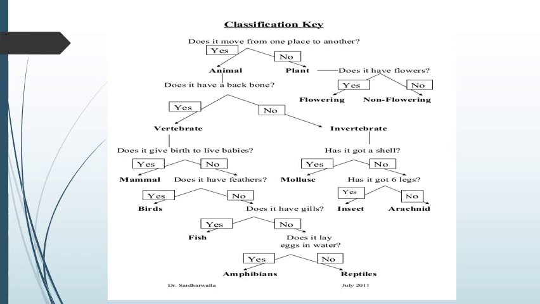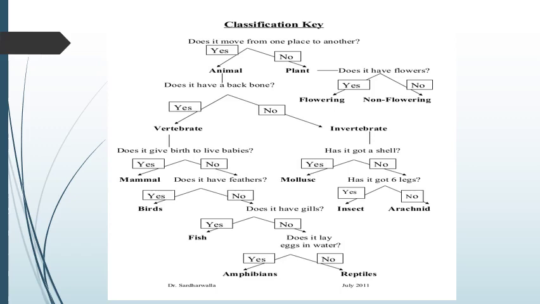And now 2 organisms are left. So the last possible option is: does it lay eggs in water? If one of the 2 organisms lays eggs in water, then you will classify that organism as an amphibian, and the last one will be categorized as a reptile. If it does not lay eggs in water, then it will be categorized as a reptile. So with the help of keys, you can easily identify organisms by making possible choices, accepting one choice and rejecting the other.